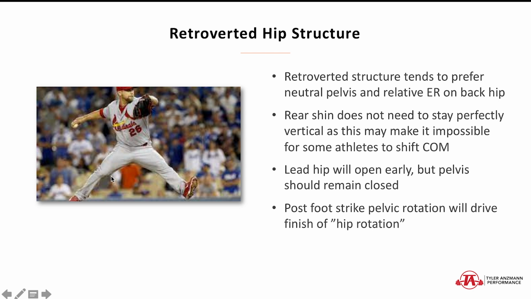And the rear shin doesn't need to stay perfectly vertical. That may not be optimal for all guys. Some guys may do well with that, but we are likely to see somewhat of an angle as they come down the mound. And if they try to stay perfectly vertical, it may make it impossible for some of these guys to effectively shift the center of mass. So while holding this tension and shifting the center of mass, you may see this angle happen a little bit, and that's perfectly acceptable as long as he's able to maintain that tension.